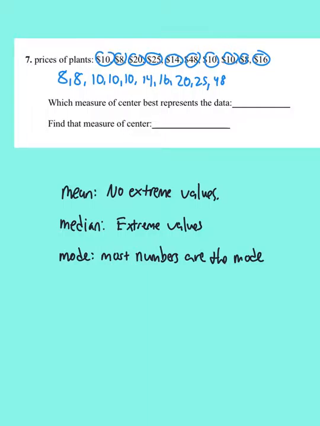Now you only choose the mode if most numbers are the mode. So the mode in this case is 10 because there are 3 10s. But is that most of the numbers? No. So we are going to eliminate mode right now. So it's between mean and median.